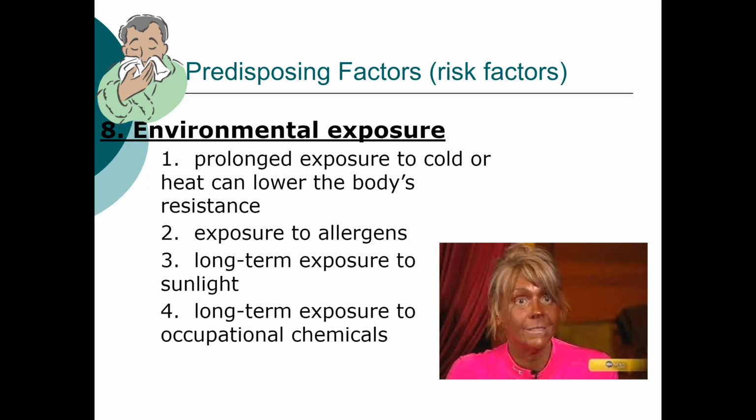Long-term exposure to occupational chemicals. If you are working in a plant or something that uses lots of chemicals, this can cause damage to lungs as well as the skin. I know someone who worked at a chlorine plant, and there was an accident, and so they had chlorine burns in their esophagus and in their lungs and in their nasal passages.